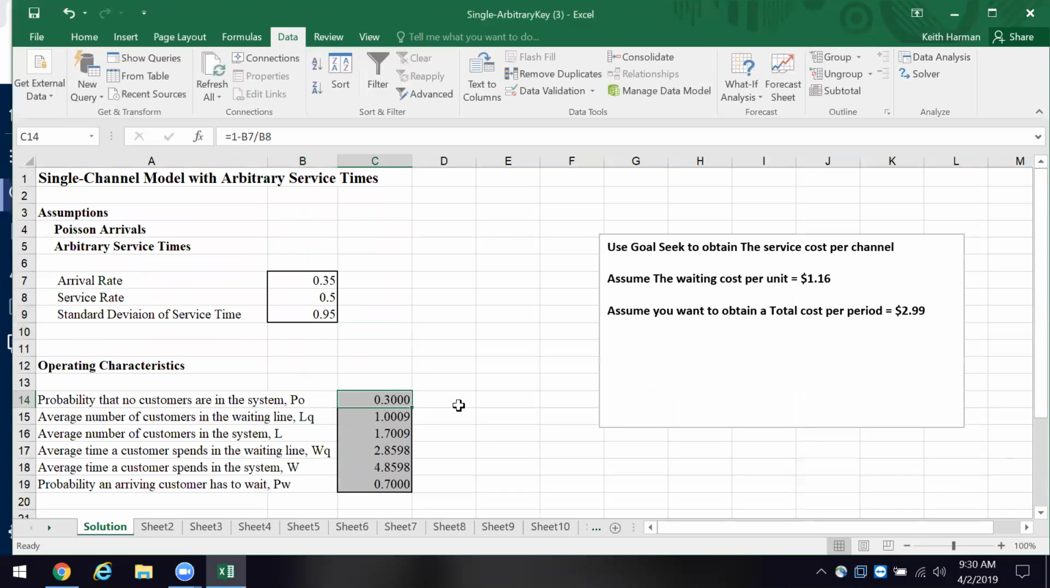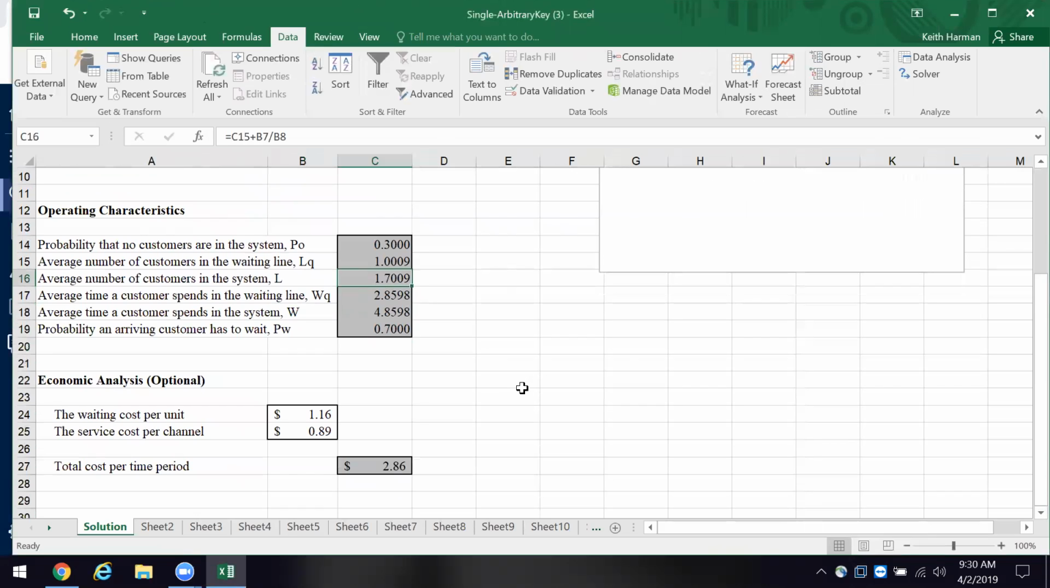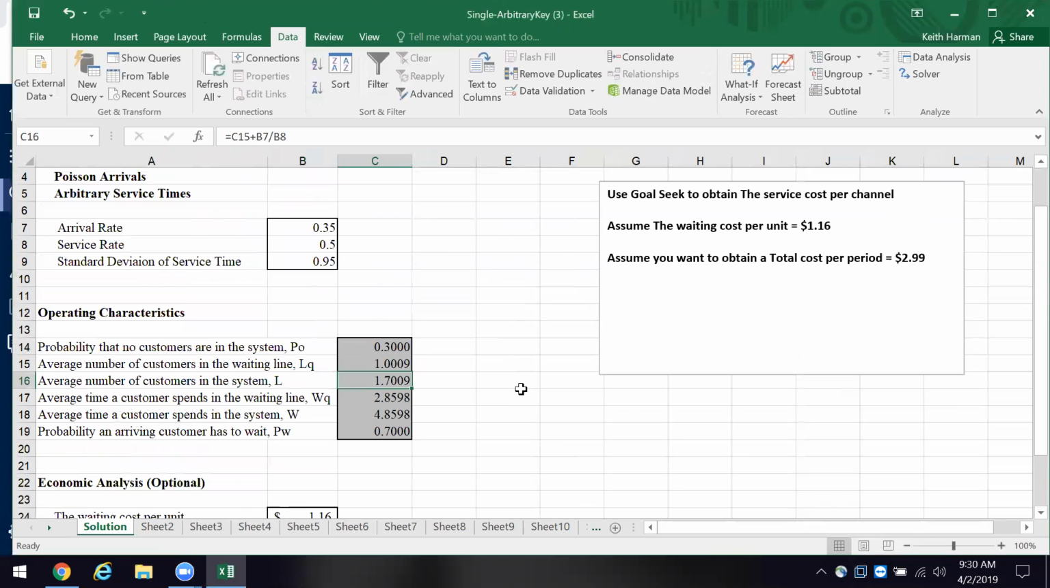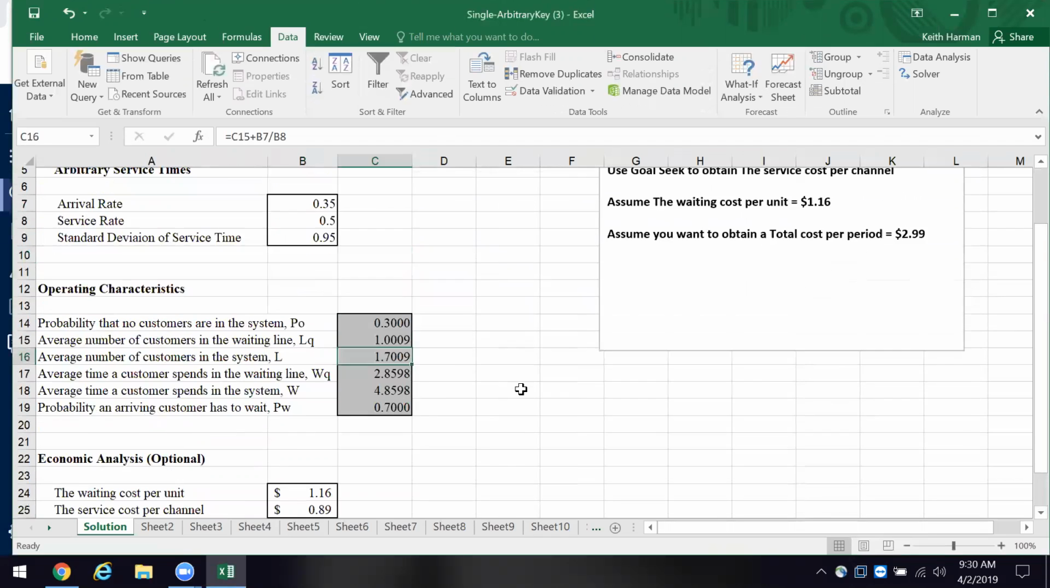Now, the probabilities that people are in the system stay the same. The probability that somebody has to wait stays the same. The average number of customers is the same, but our total cost per time period has gone down.